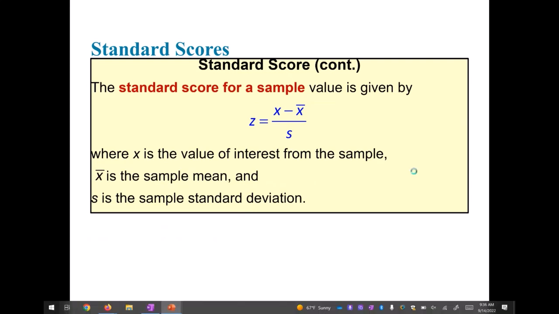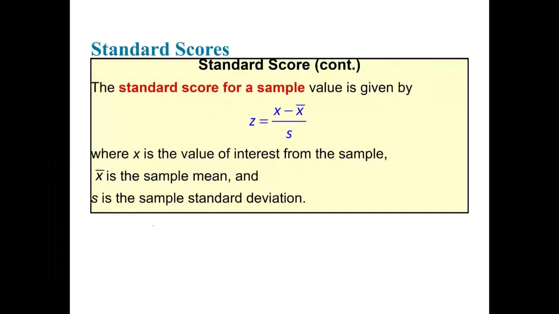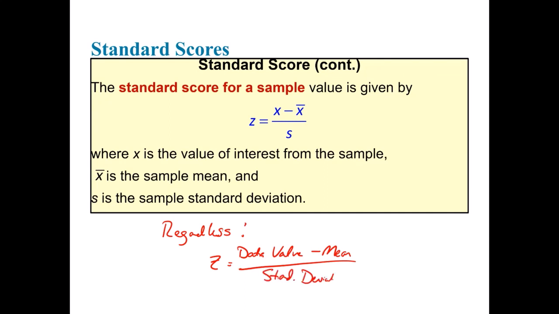So no matter what, you calculate z-scores the same way. It doesn't matter if it's population or sample. So regardless, the z-score is data value minus the mean divided by the standard deviation. You calculate it the same way. It's just like that coefficient of variation. The only thing different is what we're calling the pieces, what we're labeling them as. That's the only difference.